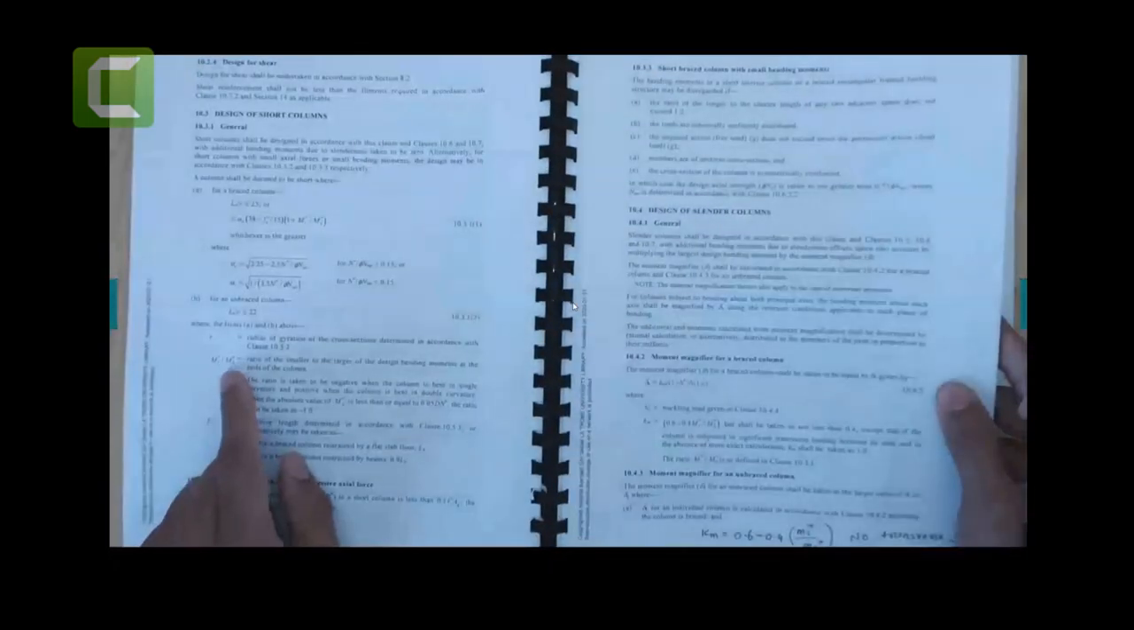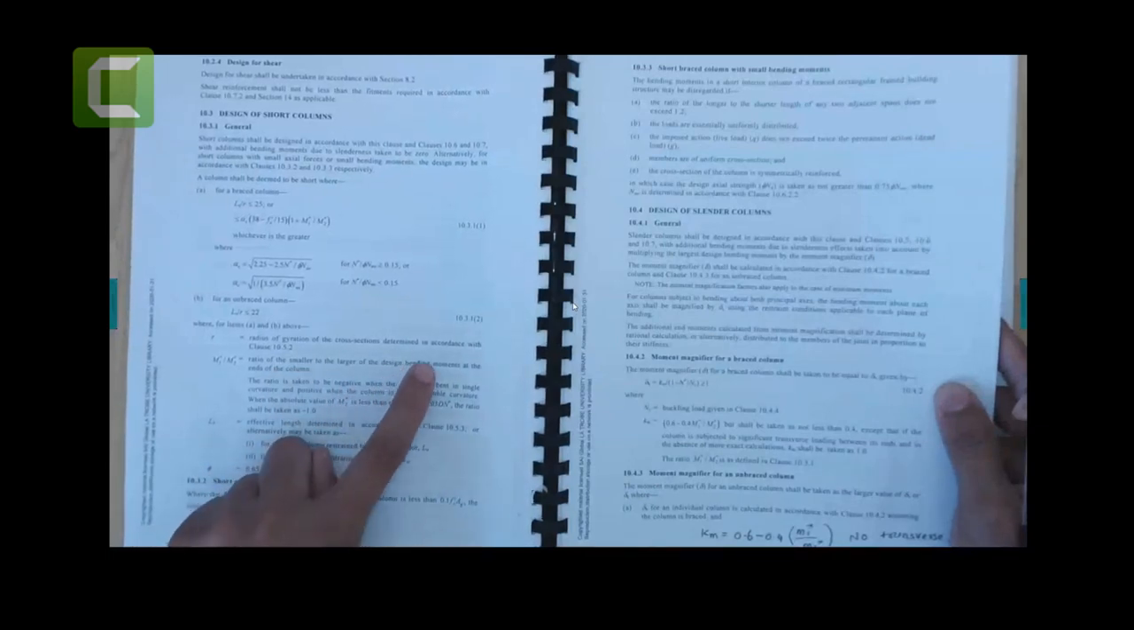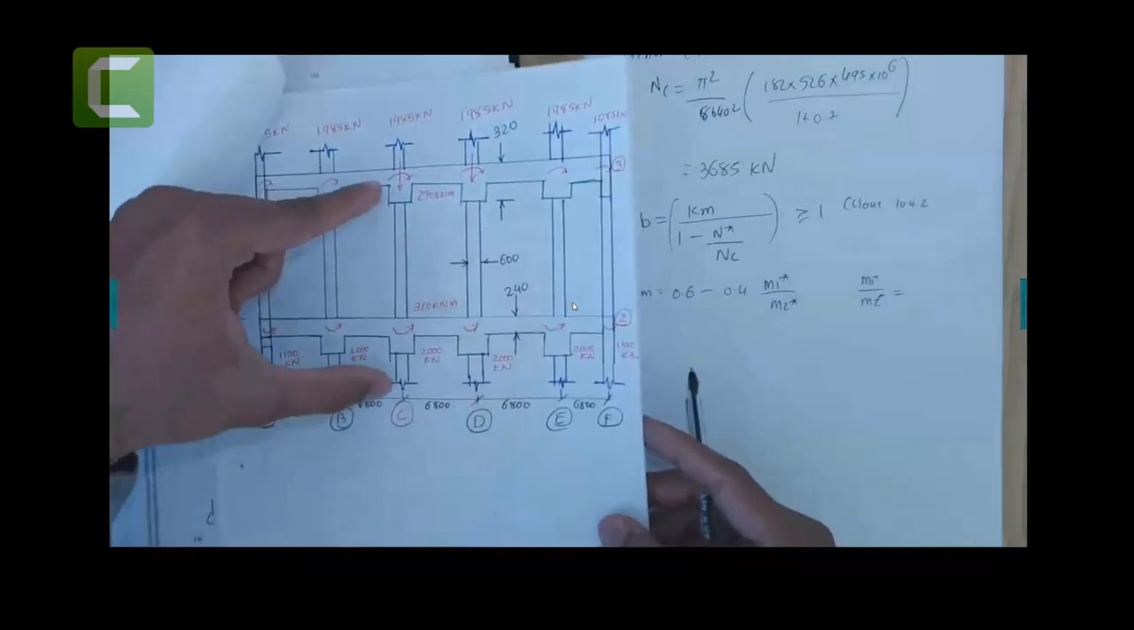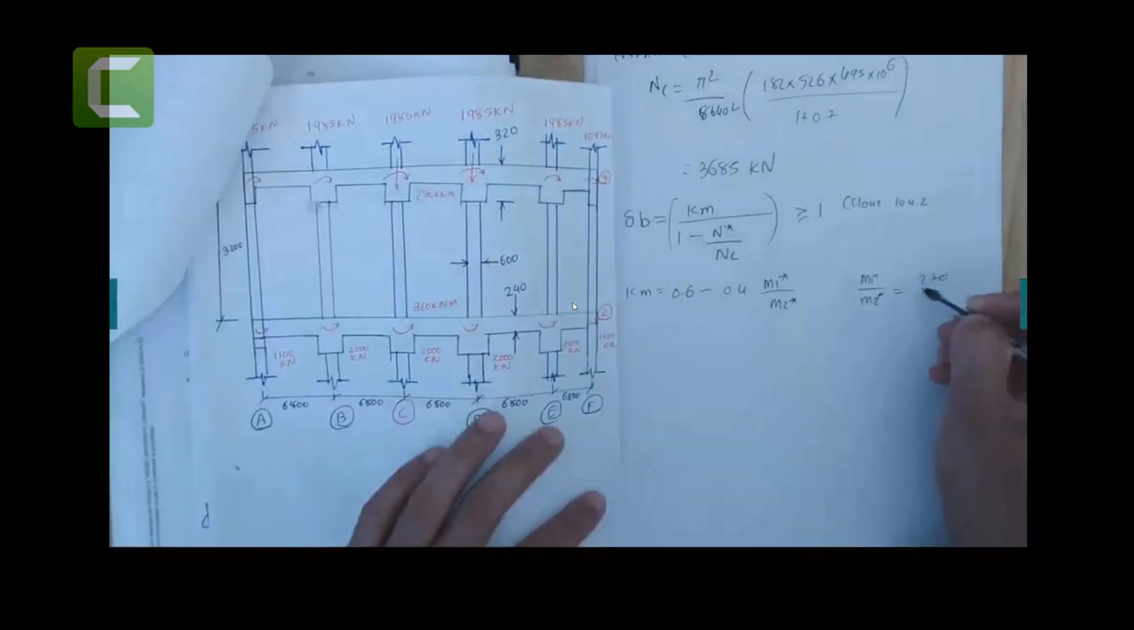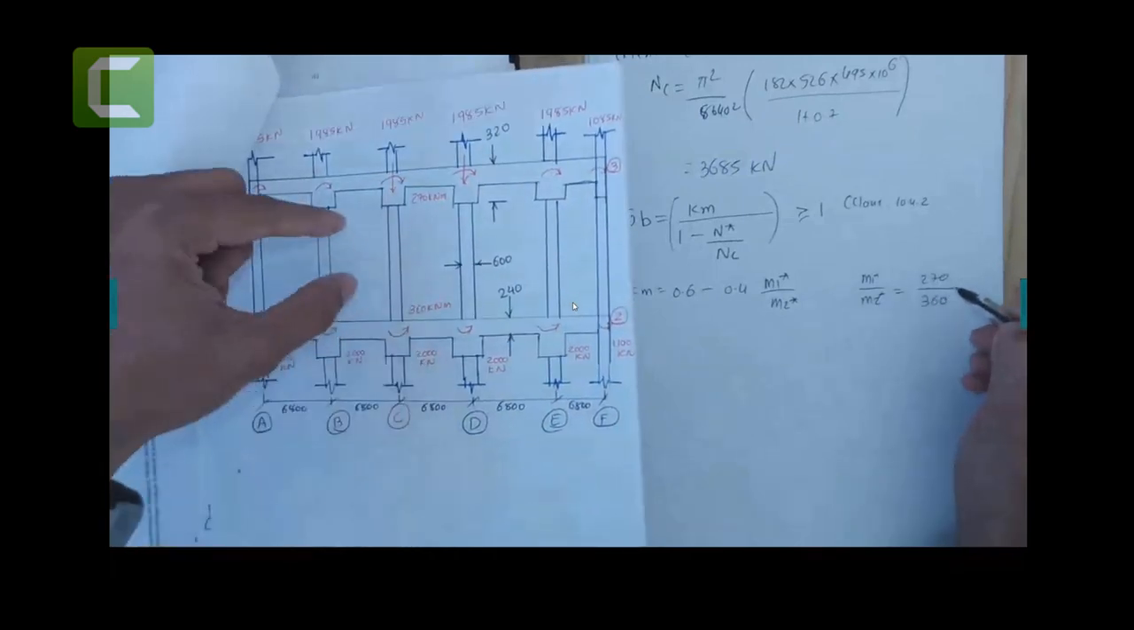Now we're going to talk about m1 star and m2 star. The definition of m1 star over m2 star given here is the ratio of the smaller to the larger design bending moment. So if I go to our column, the smaller would be 270. We are designing grade C. So 270 over 360, the smaller to the larger moment for your column at the two different ends.